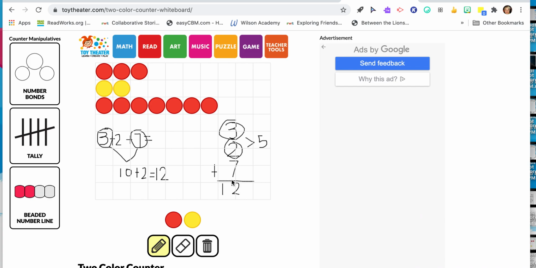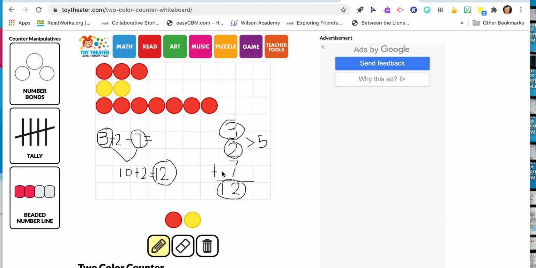So what do you notice here about the sums of each problem? That's right, they are exactly the same. They have the same value. We didn't change the problem. We have the same addends. We just put them in a different order.